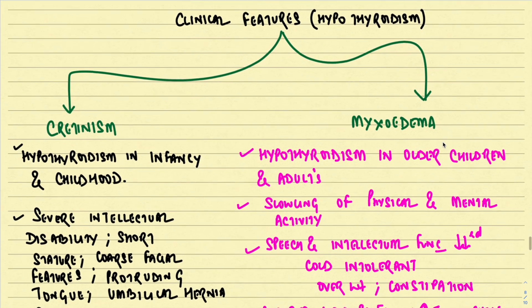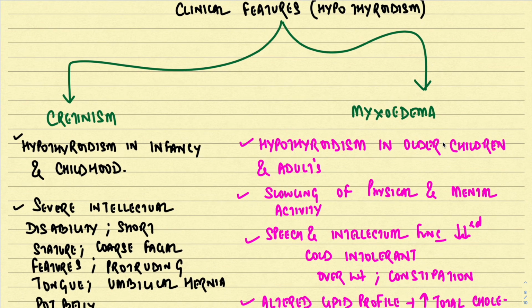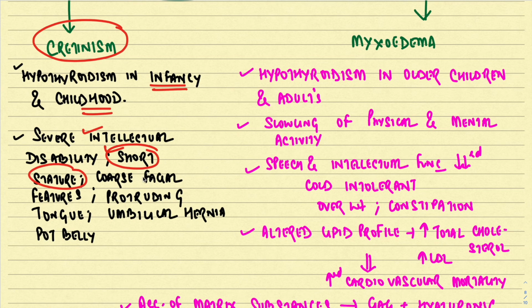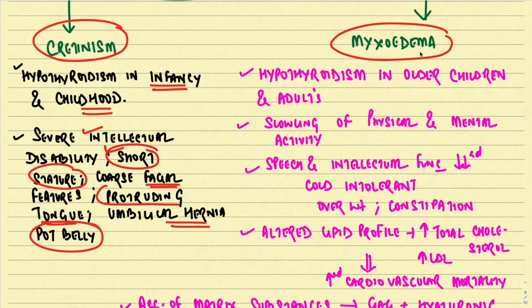Now, the clinical features of hypothyroidism depend on the age at which it presents. It is called cretinism if the hypothyroidism occurs in infancy and childhood. It is characterized by severe intellectual disability, short stature, very important, these terms are very important, coarse facial features, protruding tongue and pot belly. Sometimes they will show umbilical hernia as well. And if the hypothyroidism involves adults, it is called myxedema. So, hypothyroidism in older children and adults is called myxedema.